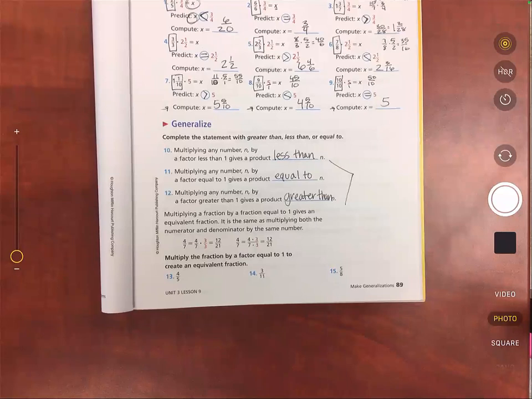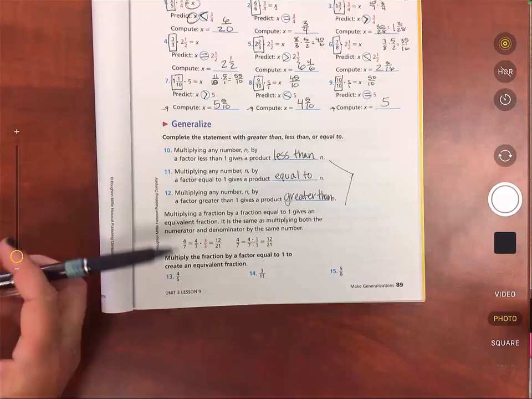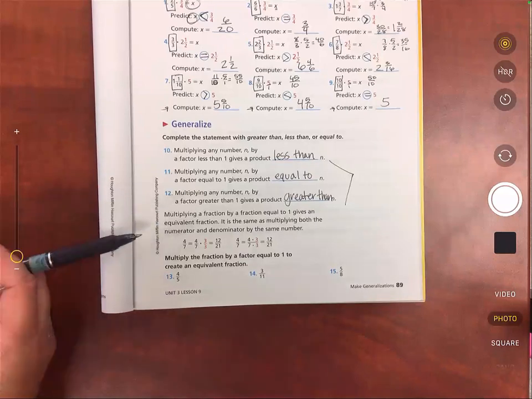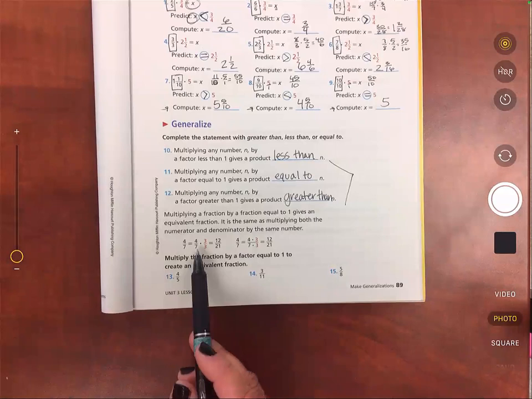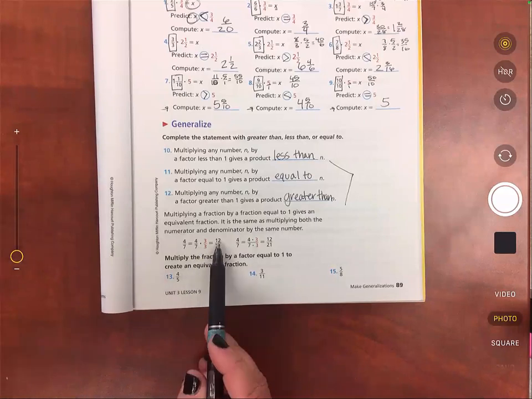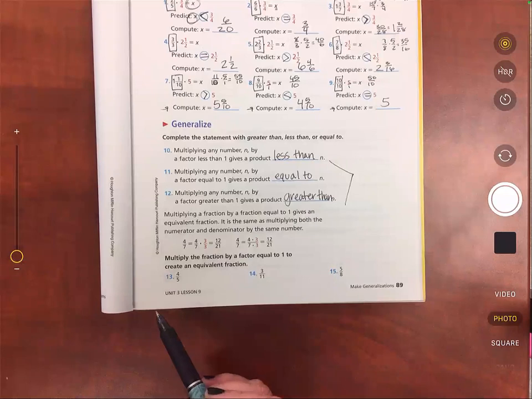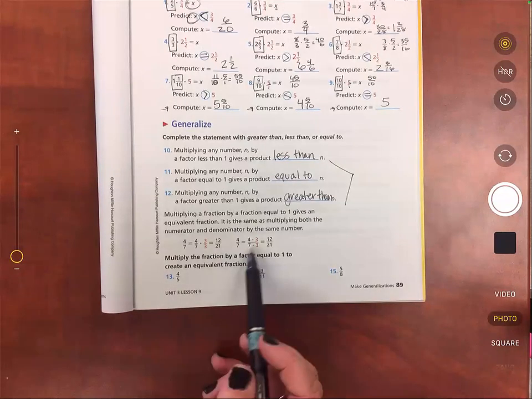Multiplying a fraction by a fraction equal to 1 gives us an equivalent fraction. We've done equivalent fractions before. It's the same as multiplying both the numerator and the denominator by the same number. So 4/7 times 3/3 gives us 12 over 21. Those are equivalent. I'm not sure why they did the same thing twice here.